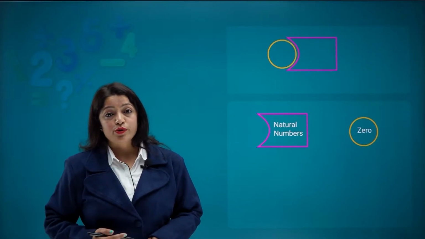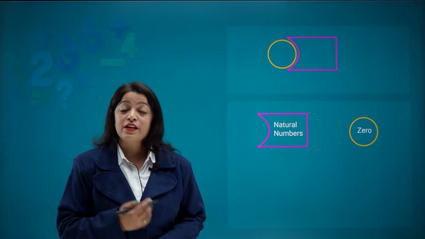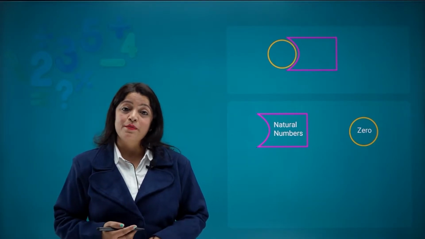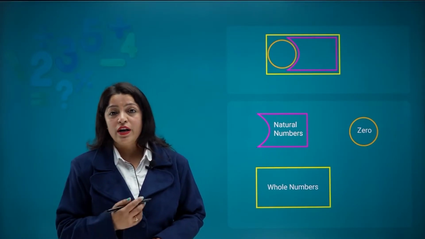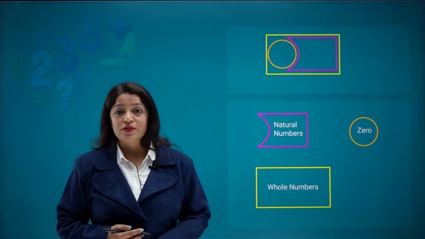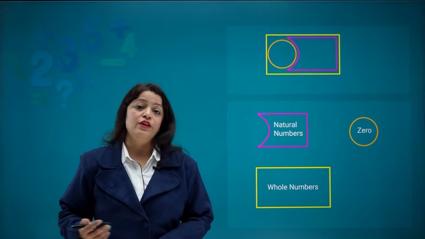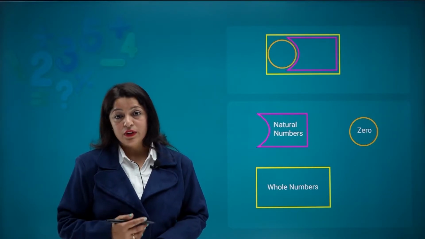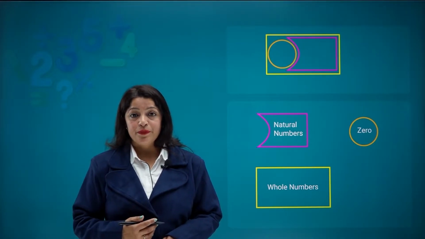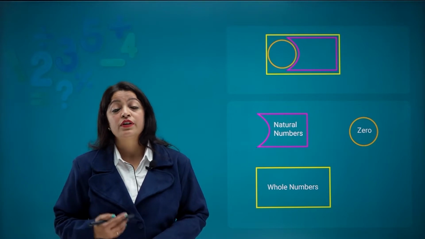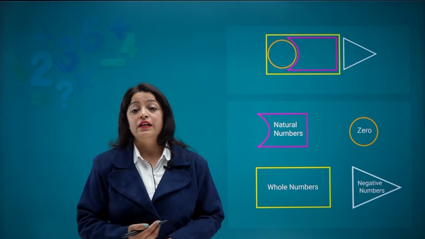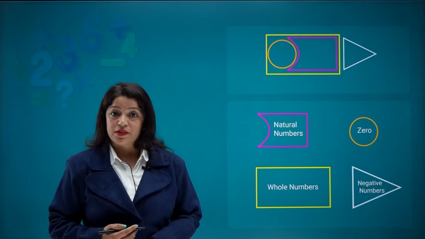natural numbers. If to the set of natural numbers I add a 0 also, then the collection of the numbers will become the whole numbers, what we call as whole numbers, right? So we can say all the natural numbers including 0 will form a whole number. After that, there were the numbers which were introduced and they are called as negative numbers, right?